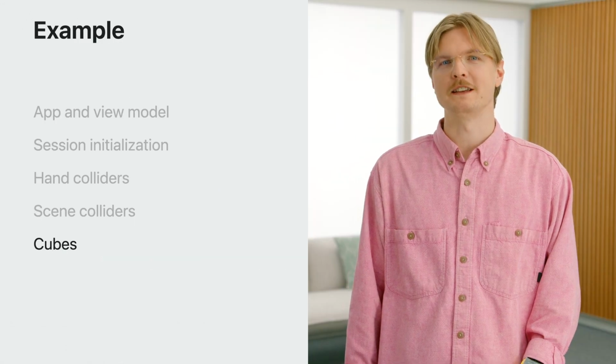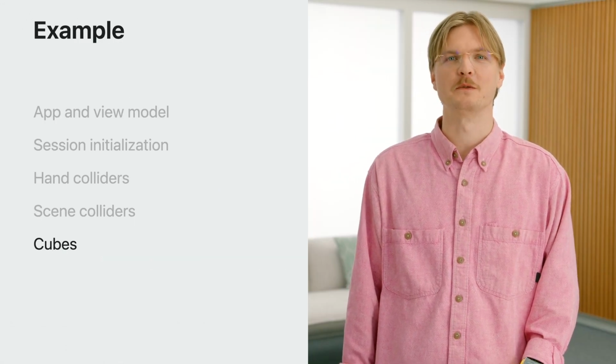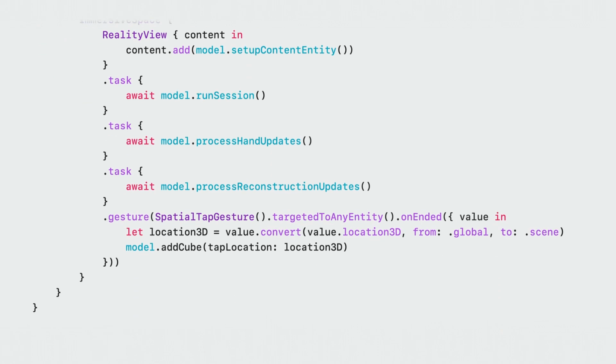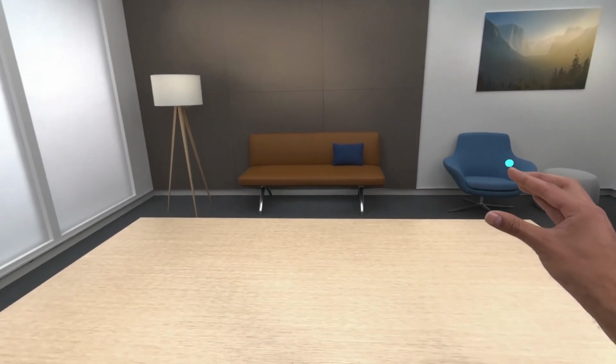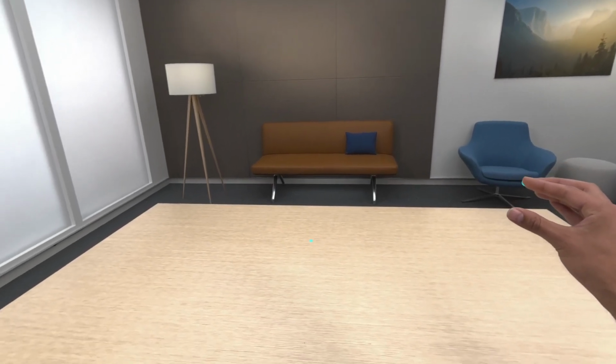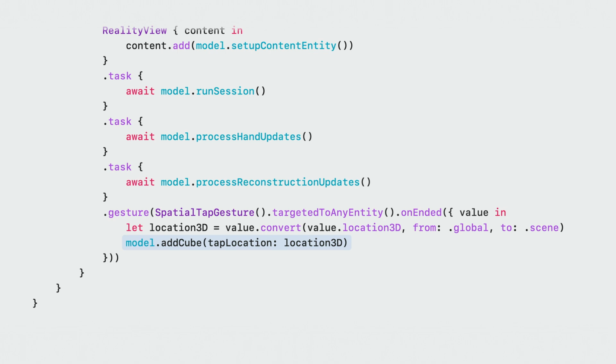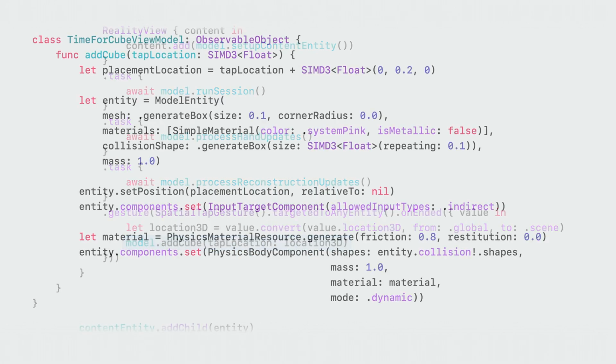Now that we have hand and scene colliders, we can use gestures to add cubes. We add a spatial tap gesture targeted to any entity, which will let us know if someone has tapped on any entity in our Reality View's content. When that tap is ended, we receive a 3D location we convert from global to scene coordinates. Let's visualize this location. Here's what we'd see if we added a sphere at the location of the tap. Now, we tell our view model to add a cube relative to this location.